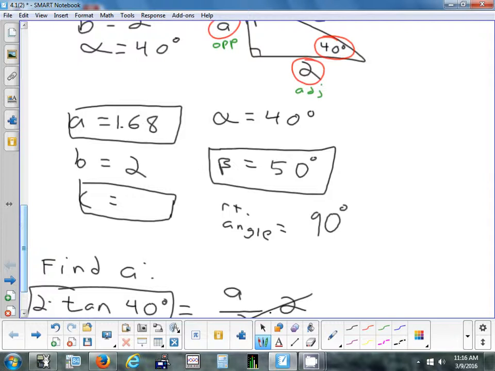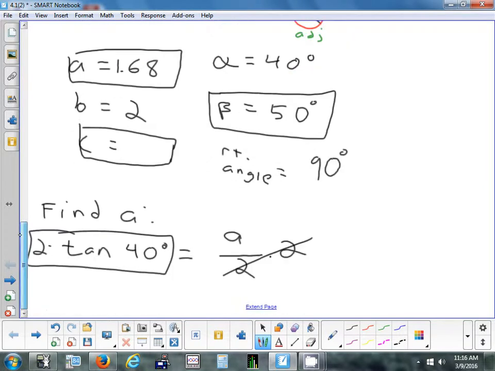Okay, any question on how I got A? Right, now I want to get C. Technically, I could use the Pythagorean Theorem to get C, because I have a right triangle, and I know A and B. But 2 reasons why I think that's not a good idea.